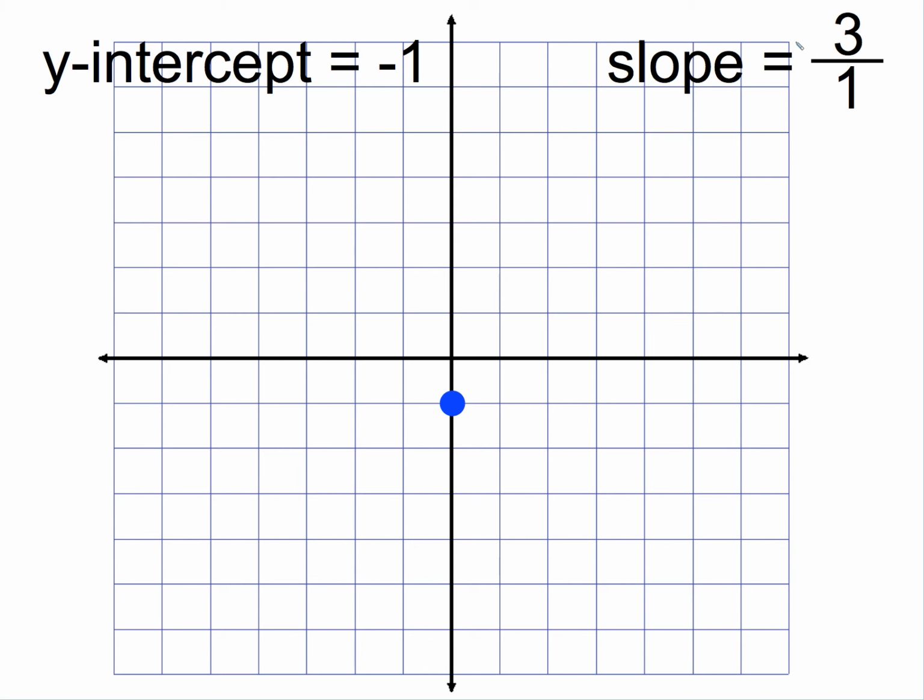So the top number tells you the rise. So since it's positive, we'll go up. The bottom number tells you to run, so left or right. And since this is positive, we'll go to the right. So we'll count 3 lines up. 1, 2, 3, and then 1 to the right, and put a point right there. The last step, all you need is 2 points to make a line, so the last step would just be to draw your line, and that's it.